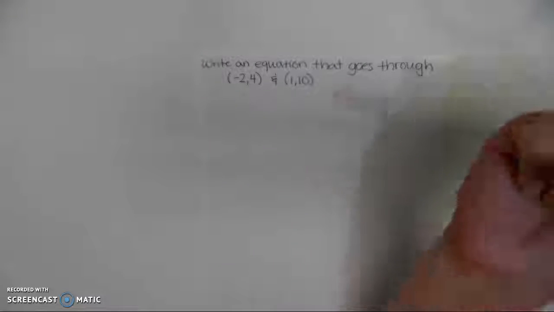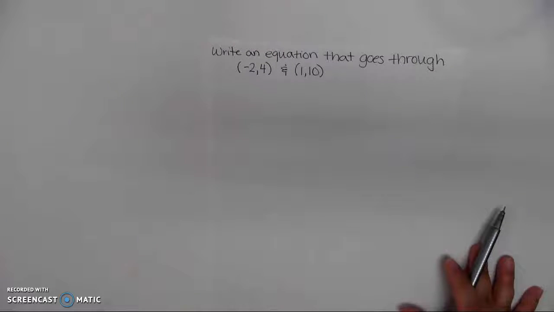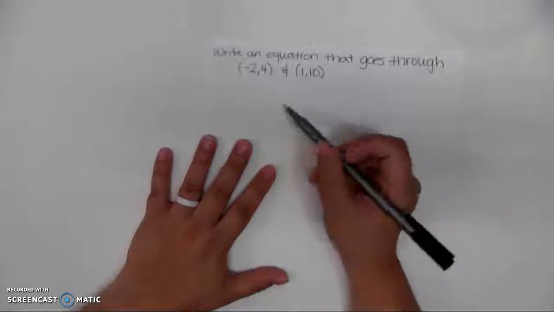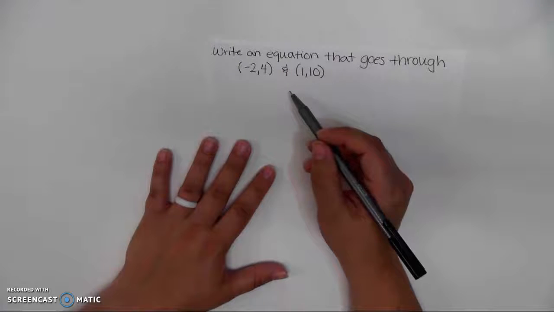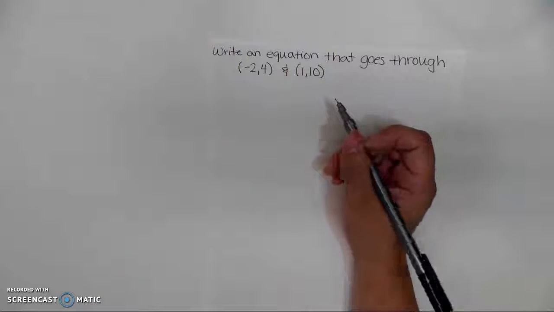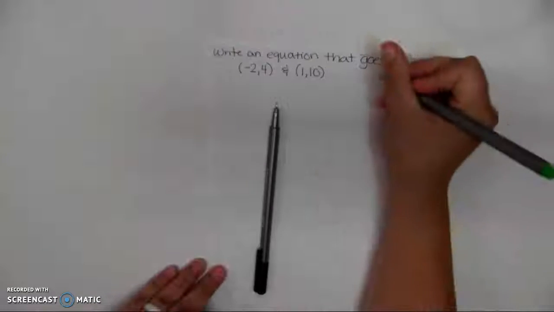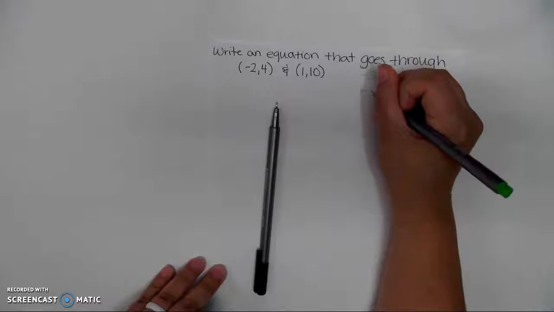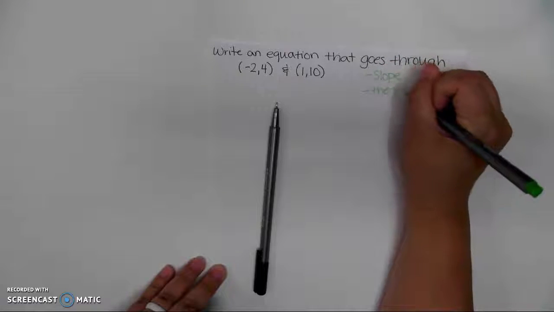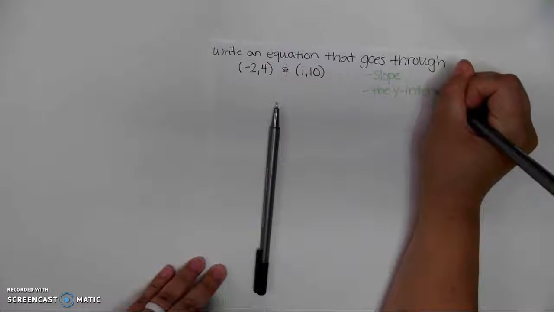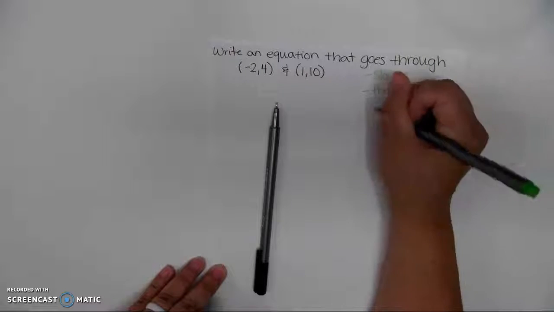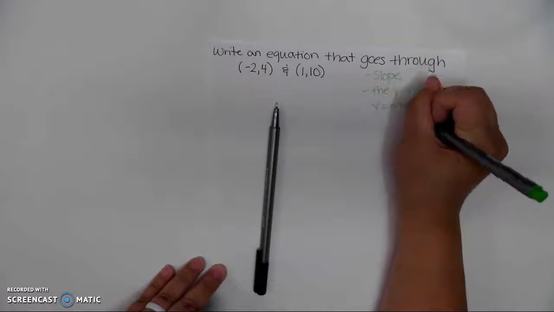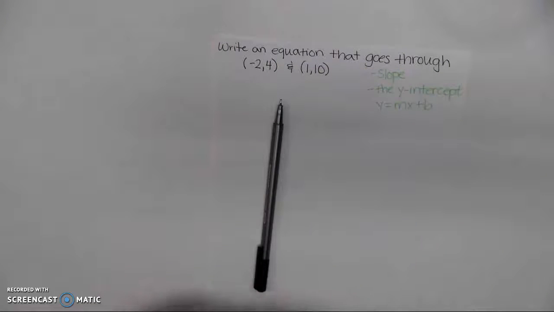All right, so right now I'm going to talk about how to write an equation that goes through 2 points using point-slope form. So in order to write an equation, we know that we need to have 2 things. We know we need to have slope, and we know we need to have the y-intercept, because we want to be able to write it in y equals mx plus b form.